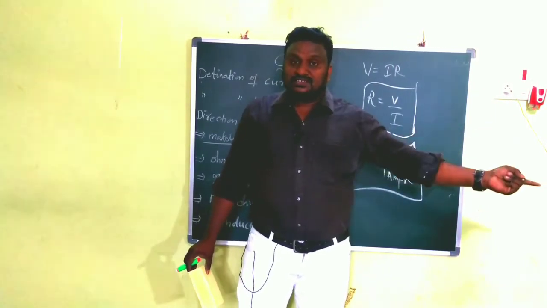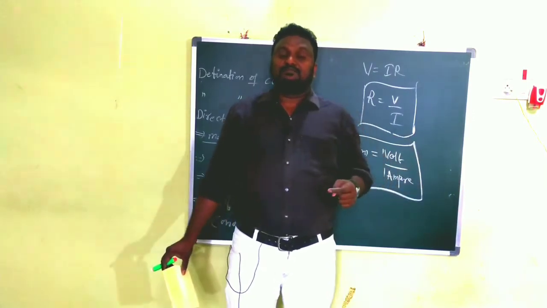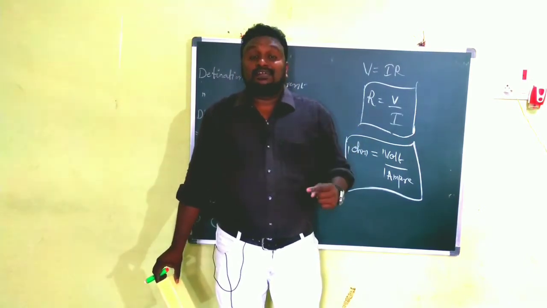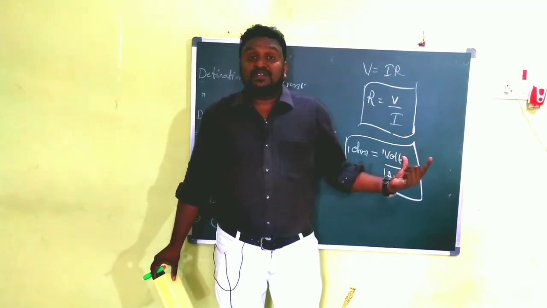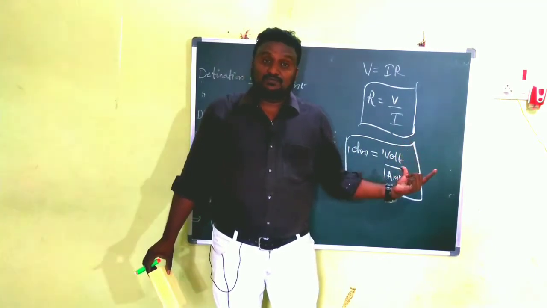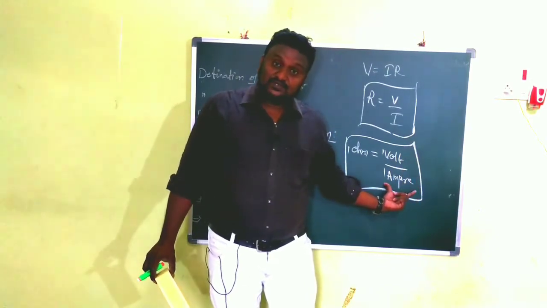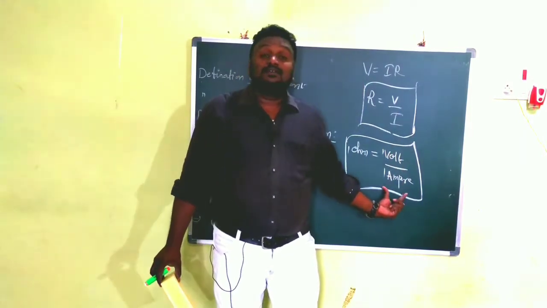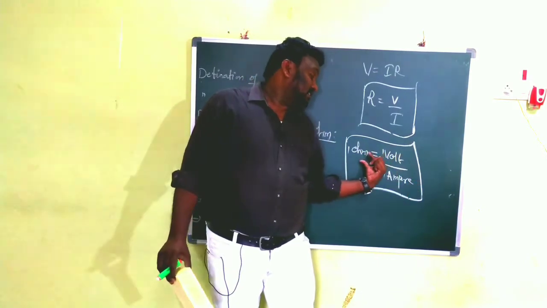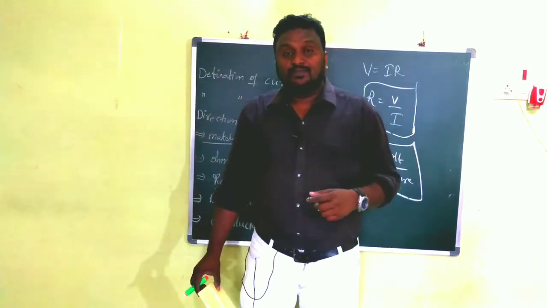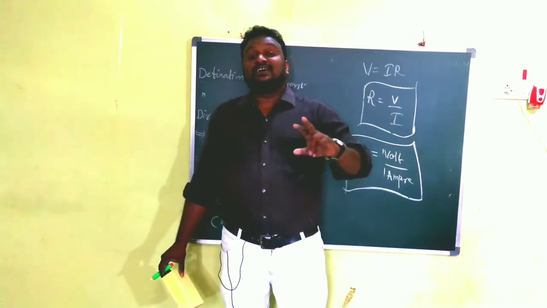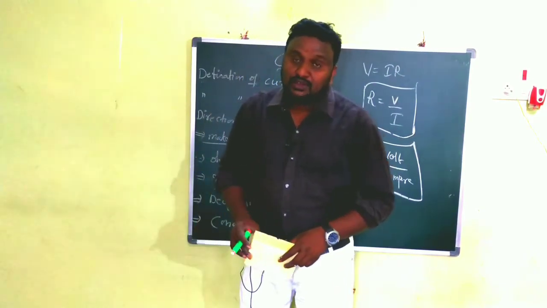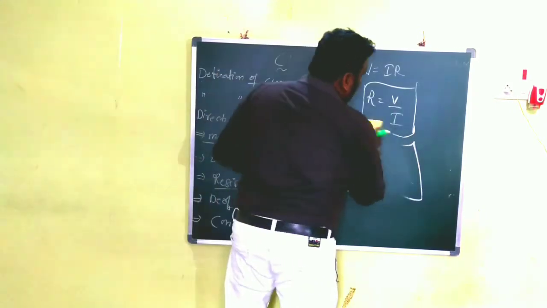If 1 volt potential difference is applied and 1 ampere current passes through the conductor, the potential difference is 1 volt and the current is 1 ampere. At that time, the resistance is what we call 1 ohm, children. If 1 volt is applied and 1 ampere current passes through the conductor, then the resistance of the conductor is 1 ohm. So this is the definition of 1 ohm, children.